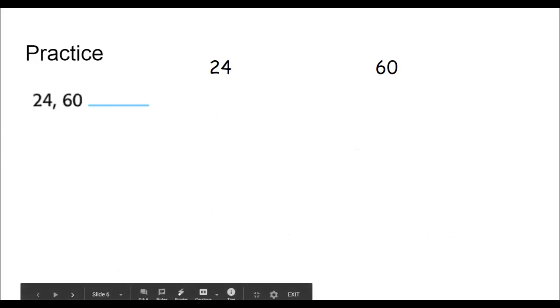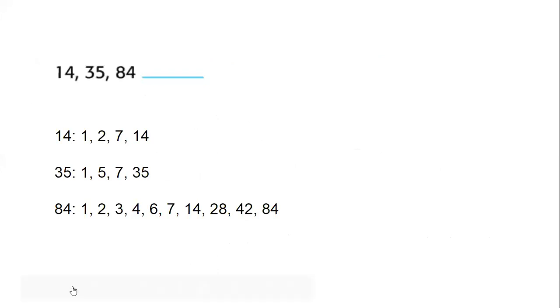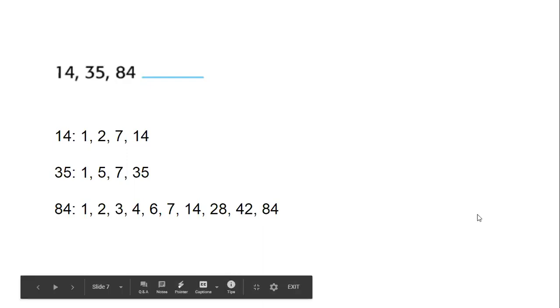In the second example, we're going to make that organized list, and it's already done. Sometimes we need to compare more than two numbers. We might need to do 3 numbers, but look at these numbers: 14, 35, 84. Some of those, 84 especially, is way off of our multiplication chart. So we got to work a little bit harder to find those factors.